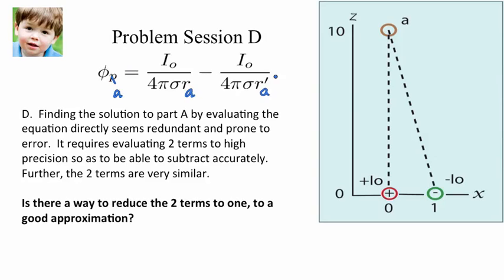But if you say, is there a way to reduce the two terms to one to a good approximation? The answer is yes. And the reason the answer is yes is because to a good approximation, if you know R, and if you know this angle in between, which we know because we know all the coordinates, you can estimate R prime with good accuracy. If we can find R prime in terms of R, possibly also using that angle, then we can reduce this expression from two terms down to one. Can you do that? I'll leave it to you to see if you can figure it out.